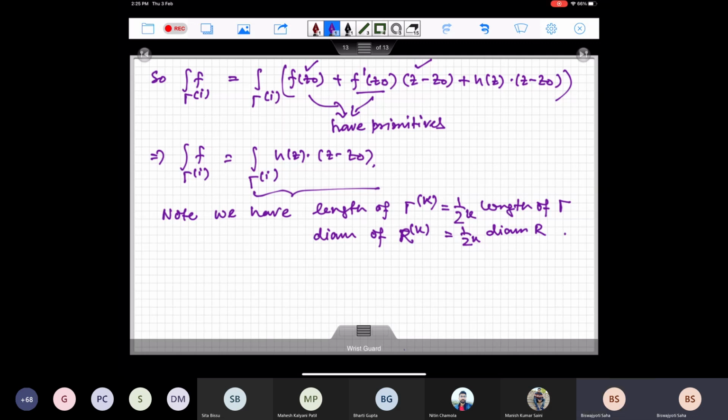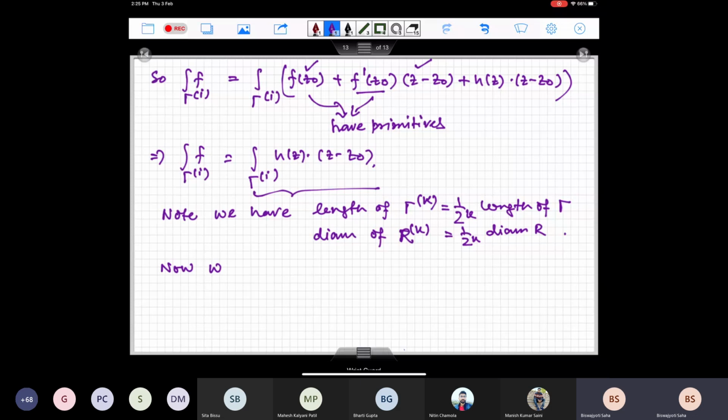Once I do that, let's consider this thing. As I said, I need to estimate this integral.